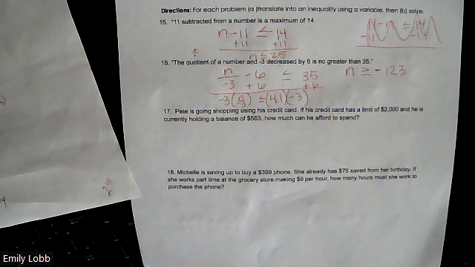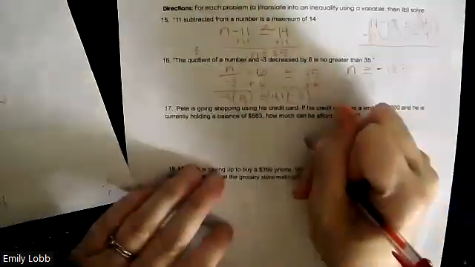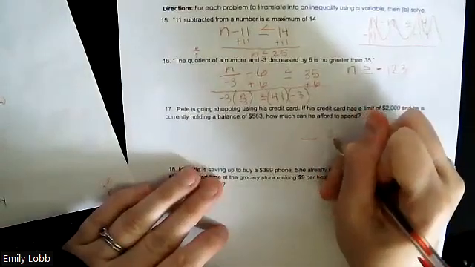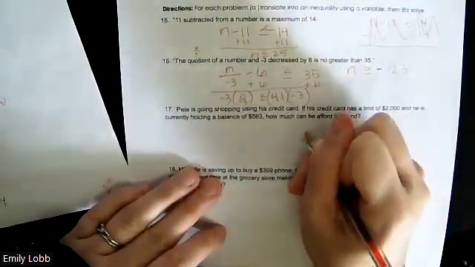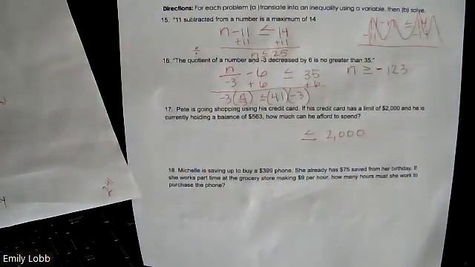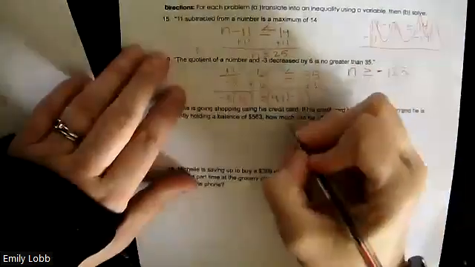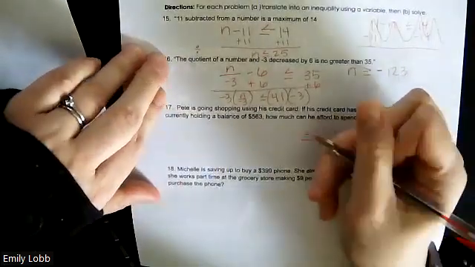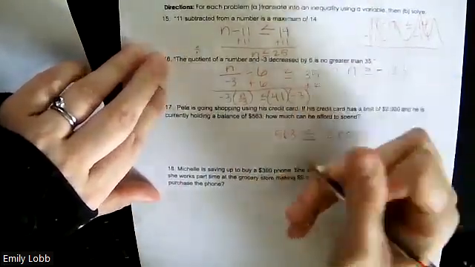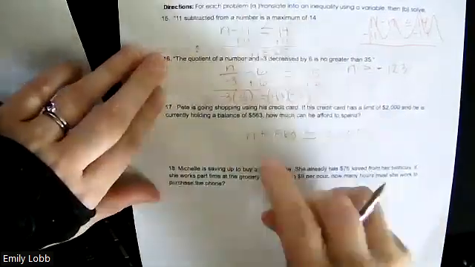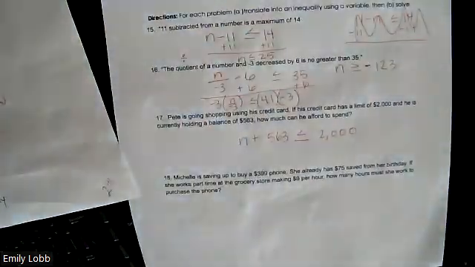Pete, now we've got a real life application, is going shopping using his credit card. If his credit card has a limit of 2,000, remember a limit means he could spend equal to 2,000 or less than that. And he's currently holding a balance of $563. How much can he afford to spend? We have to figure out what he could spend in addition to that, right?